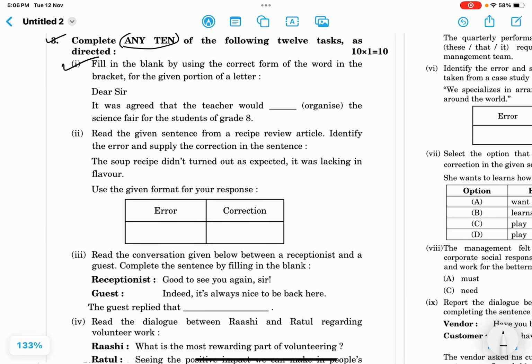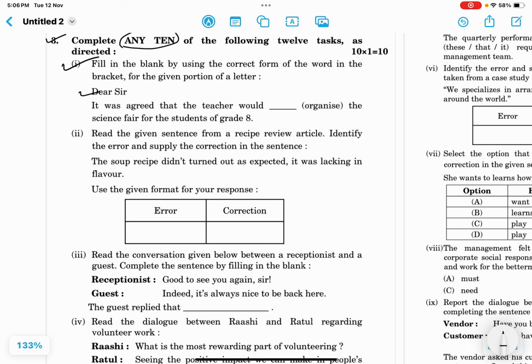Now see the first question. Let's start this video. We are going to discuss all the questions here. See the first question: fill in the blank by using the correct form. The question is, dear sir, it was agreed that the teacher would dash the science fair for the students of grade 8. This sample paper has the easiest grammar section, that means very simple questions.